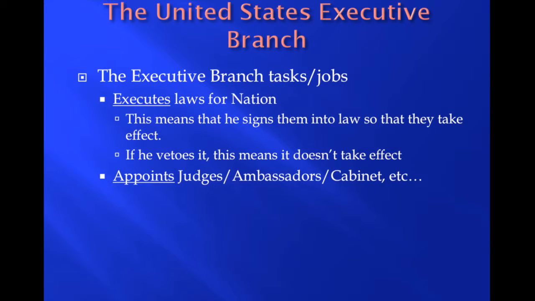As mentioned previously during the slide about the legislative branch, the president can appoint judges, ambassadors, and cabinet, and I told the story of President Obama appointing Sonia Sotomayor to the Supreme Court. He vetoes bills, which means, again, he can deny it becoming law.